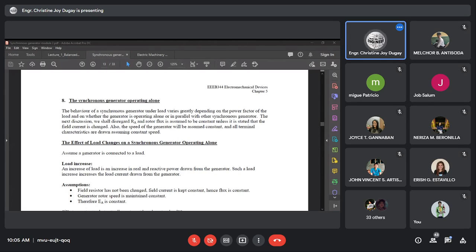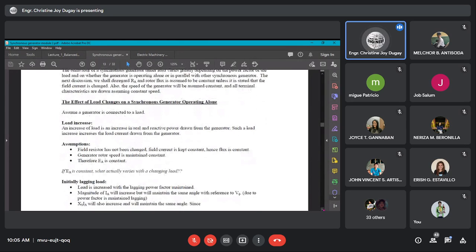Are we understanding each other? So if you assume that the field resistor has not been changed, the field current is kept constant, which means our flux is constant. The flux is based on the field. And if the generator's rotary speed is maintained, then our EA is constant. Those are the assumptions made here.